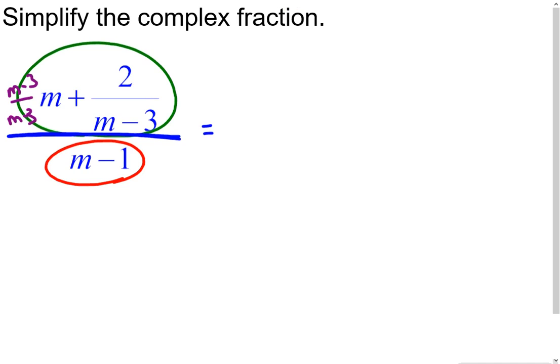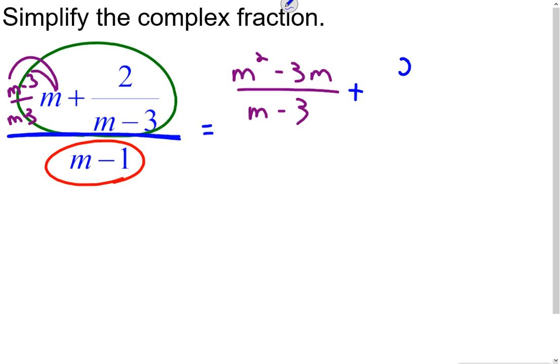Now, when I do that, I will now have m times, so I've got to distribute this m to the m here, and I'll end up with m squared, and then I have to multiply the m times the negative 3, and I get minus 3m, and that'll be over the m minus 3. But then the second part, nothing is going to change there. I still have 2 over m minus 3, big divided by, and then we don't have anything to simplify in the big denominator.